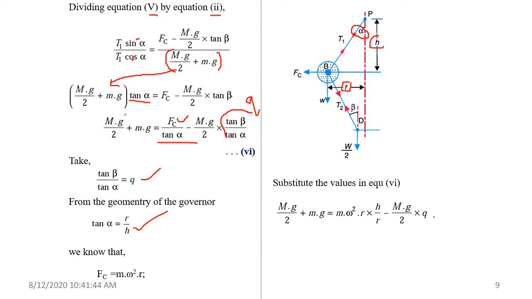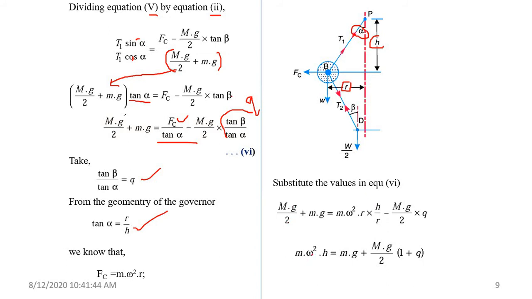Finally, you can get the equation mg divided by 2 plus mg is equal to m omega squared r into h by r. Here it is r by h, here 1 by tan alpha. So the data will change to h divided by r minus mg divided by 2 into q. So next, you can change the mg divided by 2 to the right hand side.